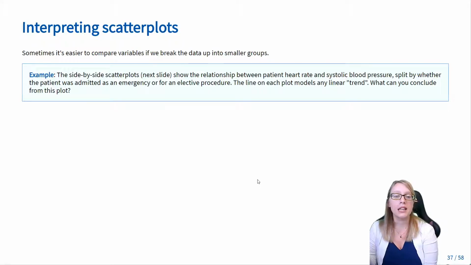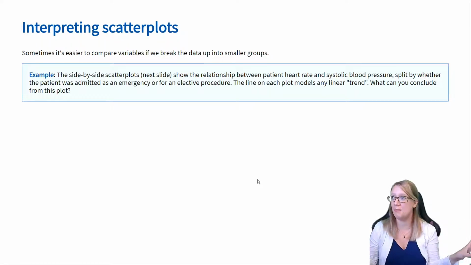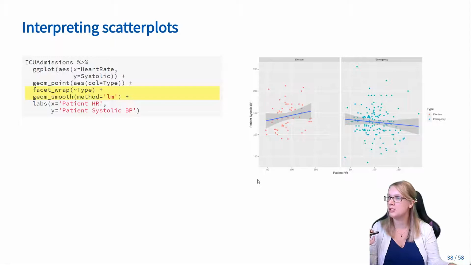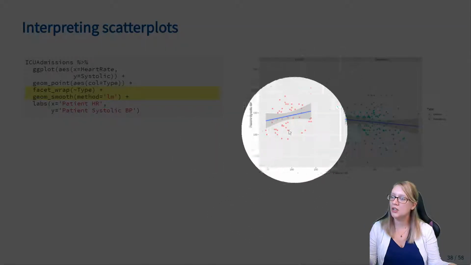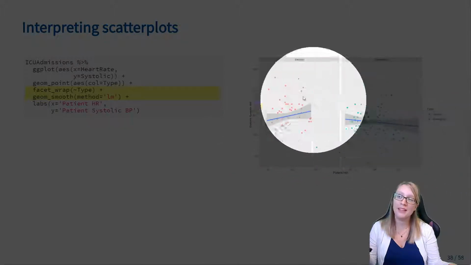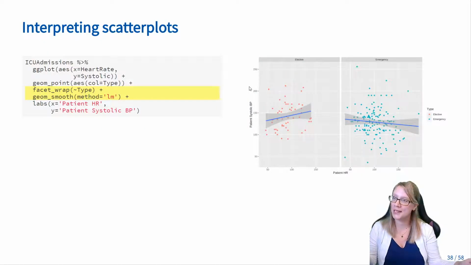Now, sometimes it can be easier to look for those links, or those relationships between variables can become more apparent, if we start splitting our data up into smaller groups. So maybe there's a relationship between heart rate and blood pressure, depending on whether or not the patient was admitted under emergency or an elective planned procedure. These blue lines here represent linear trends. So if I dropped a line into my data, what would I see?